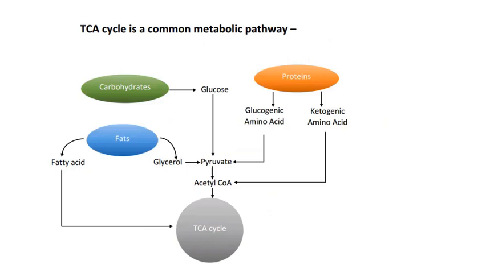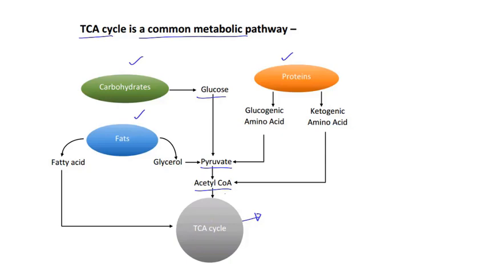You may have also been asked to prove that TCA cycle is a common metabolic pathway. Now we will learn to justify that TCA cycle is a common metabolic pathway. It is said to be a common metabolic pathway because elements from carbohydrate, fat and protein enter into TCA cycle. Glucose from carbohydrates is converted into pyruvate, and this pyruvate produces acetyl-CoA, which enters TCA cycle.